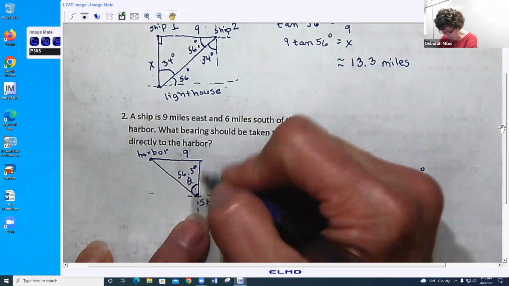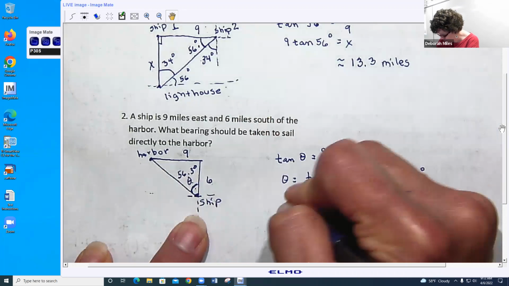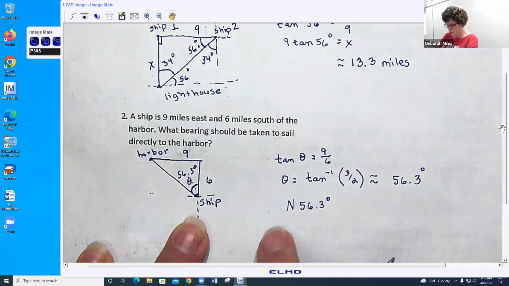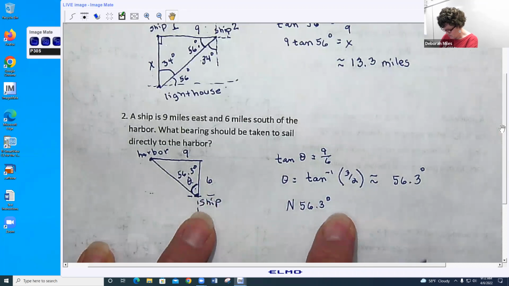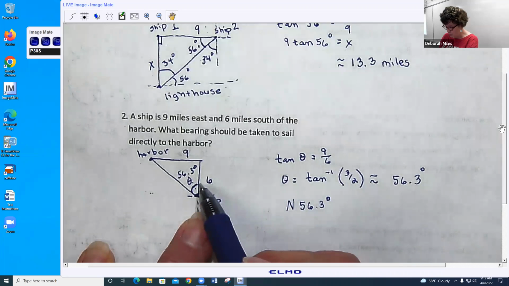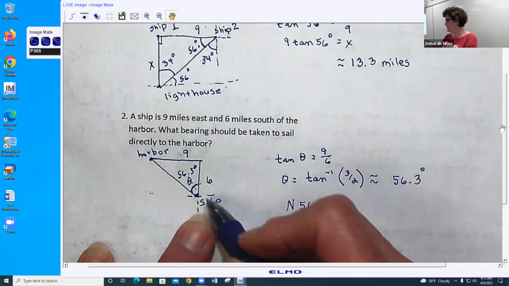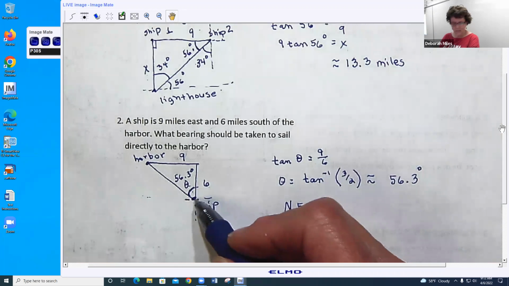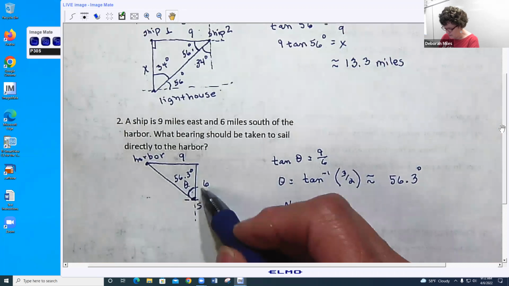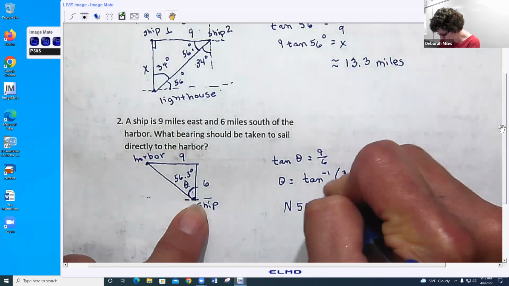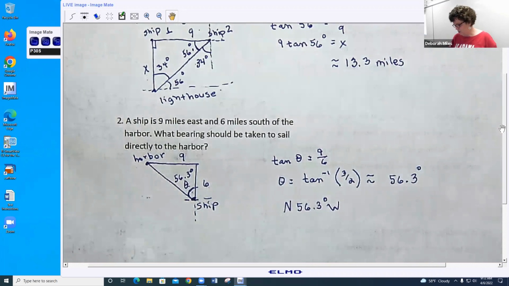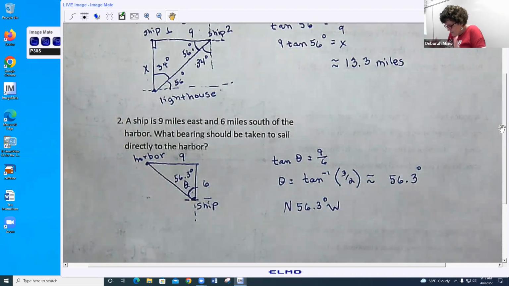It's with respect to that north line. We said the ship's going to have to sail north if it starts out south of the harbor. Now, what about east or west? It's going to the right of its north-south line. I said, yeah, that's not right. That's left. It's left of its north-south line. So it's 56.3 degrees west of north.